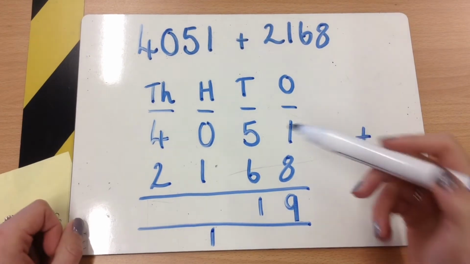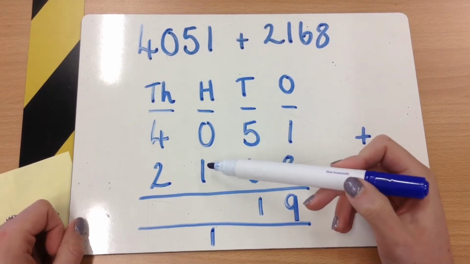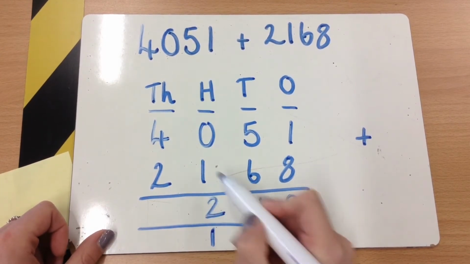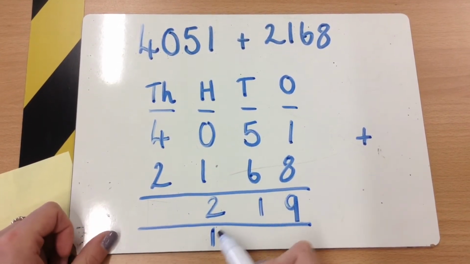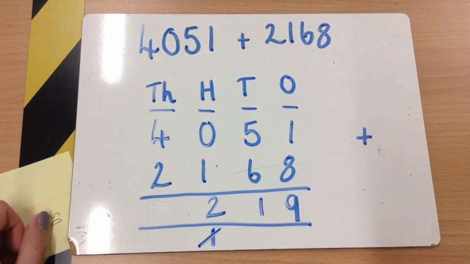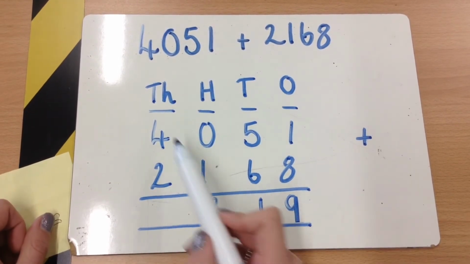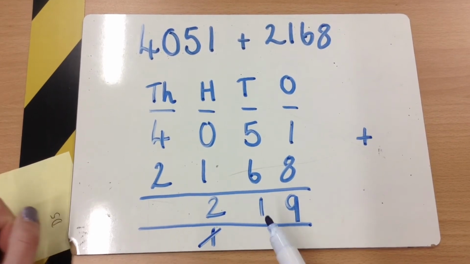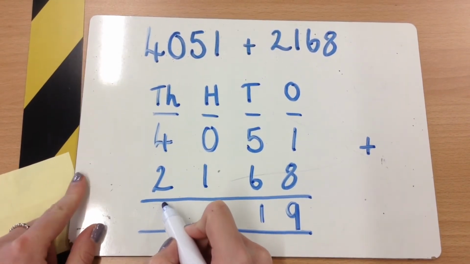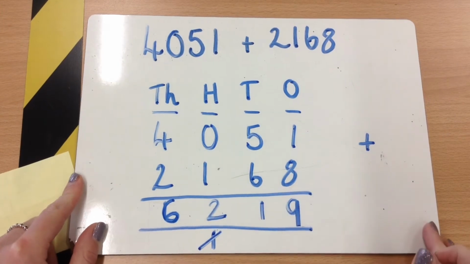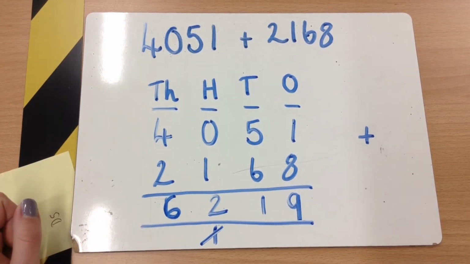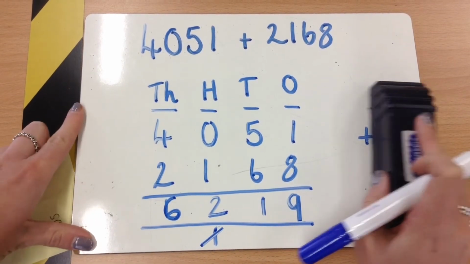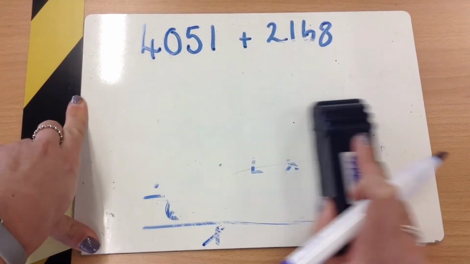Okay, so now let's move on to the hundreds. 0 add 1 would give me 1. Add my extra 1 would be 2. 100 add 100 is 200. Cross that off because I've used it. Now over to my thousands column. I've got 4,000 add 2,000. I'm just going to think of that as 4 add 2, which would be 6. So the answer to that question is 6,219.